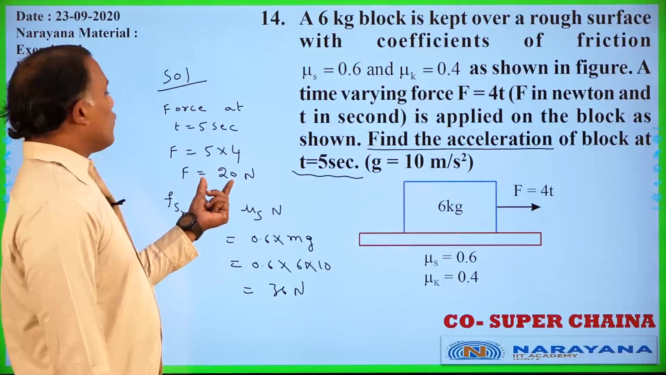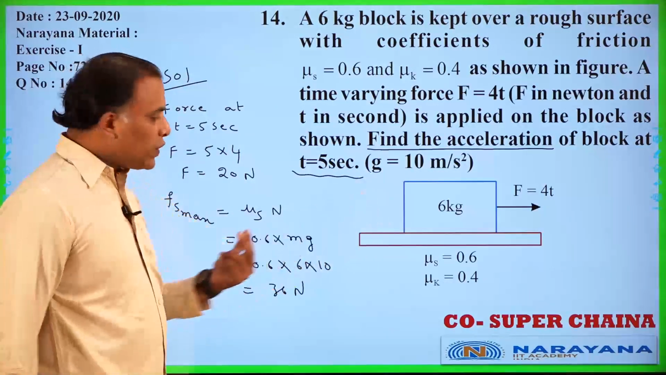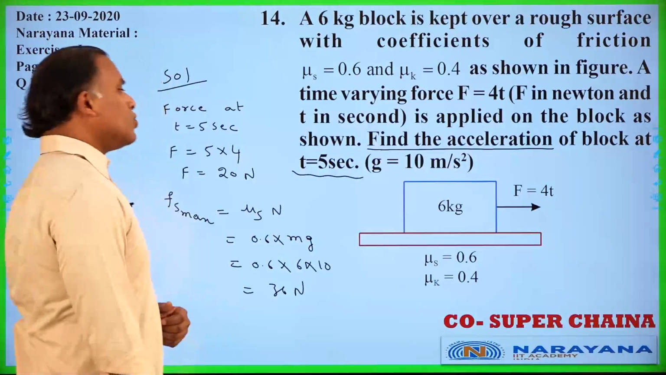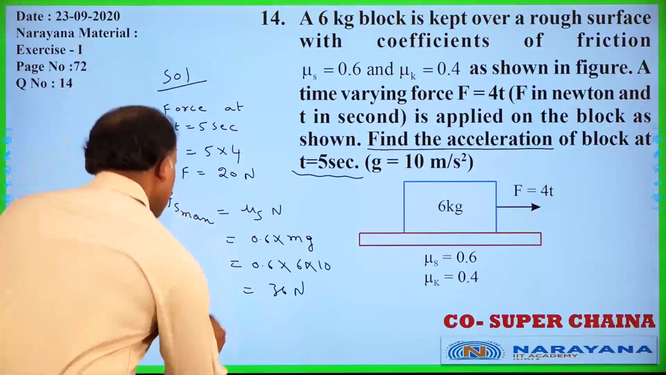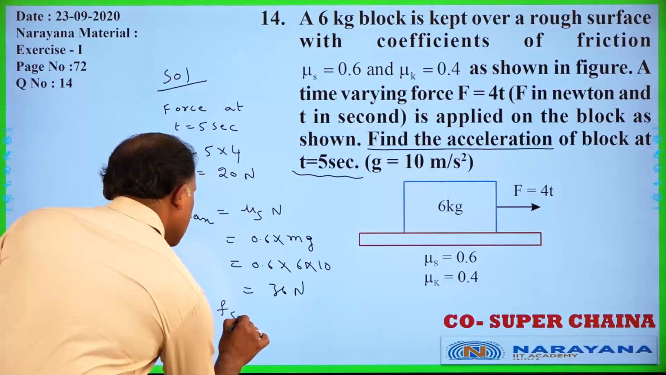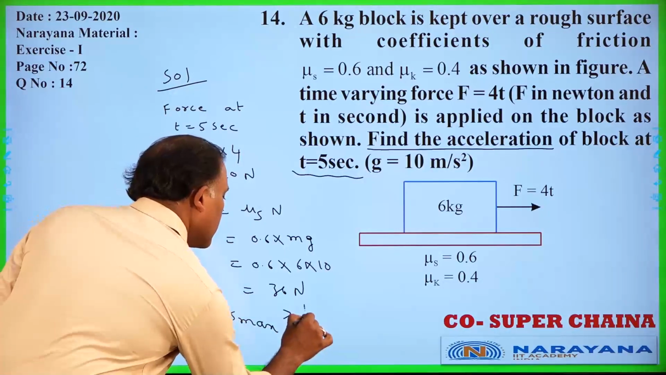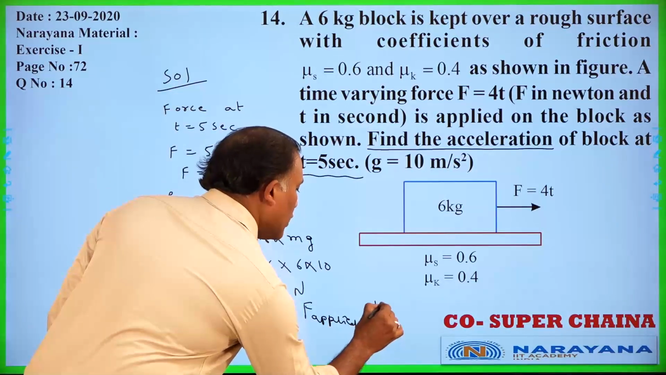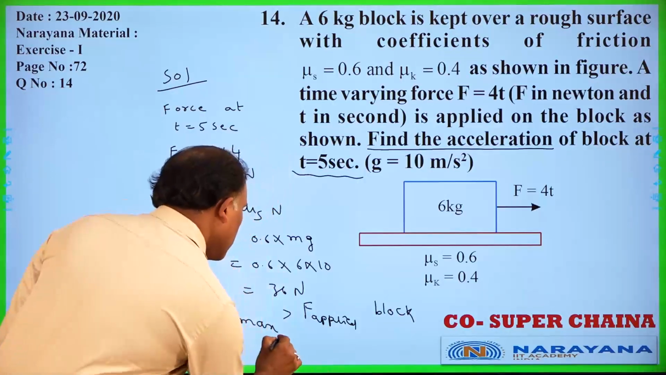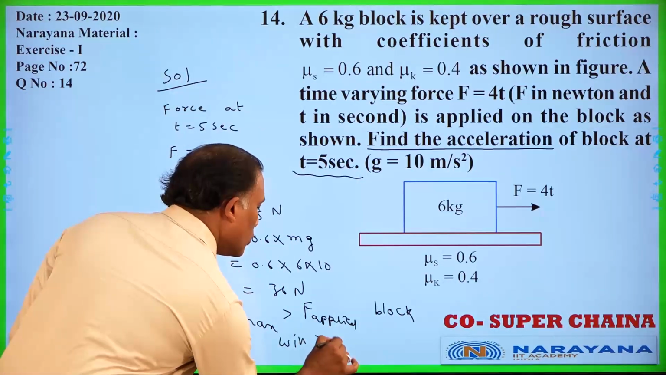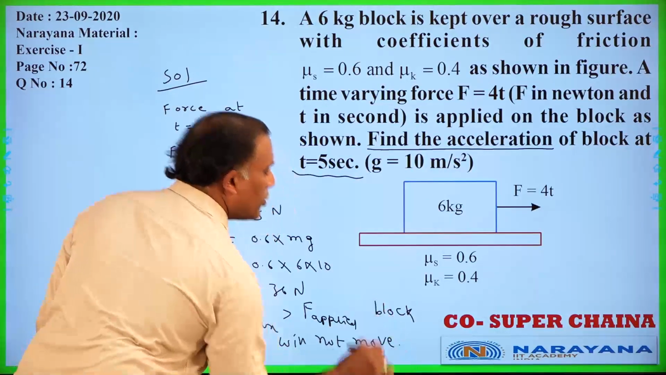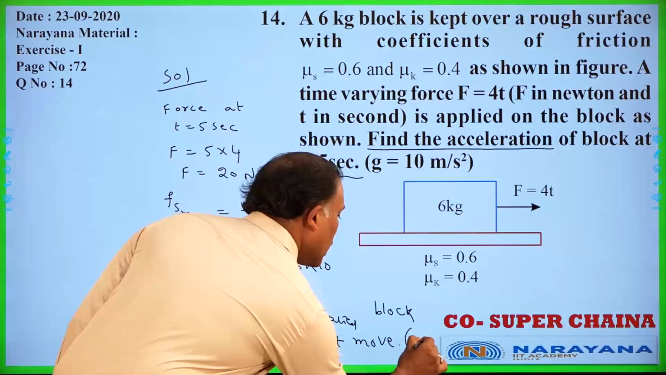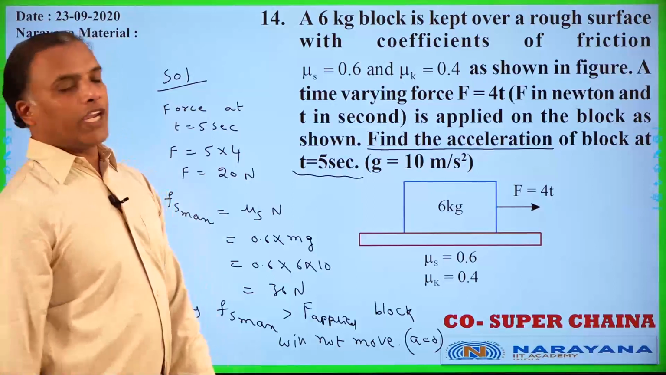So if you see, applied force is 20 Newton, but the maximum opposing force possible is 36 Newton. As the applied force is less than that, the block will not move, as Fs maximum is greater than F applied. Block will not move means acceleration of the block is equal to 0. Acceleration is equal to 0, we can write.